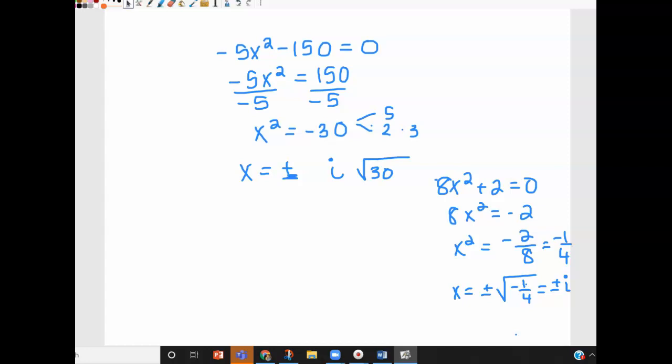And then the square root of 1 is 1, and the square root of 4 is 2. It doesn't matter if the i comes before the half or the half comes before the i. I will have a tendency to write it as plus or minus 1/2 i. But again, multiplication is commutative, so the order with which you list the terms doesn't matter.